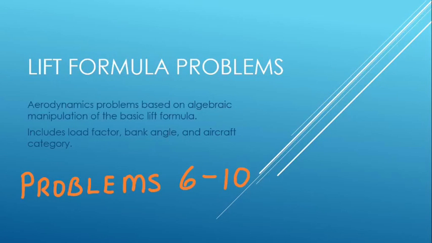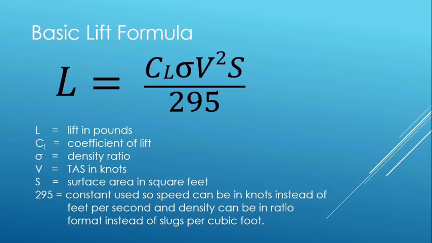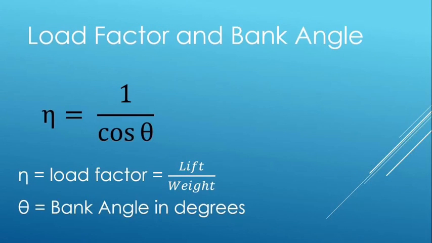Here's a tutorial for lift formula problems 6 through 10. Again, we start with a basic lift formula using density ratio for air density and velocity in knots for the velocity. We're also going to use load factor. Load factor is lift divided by weight, or G's, G loading.